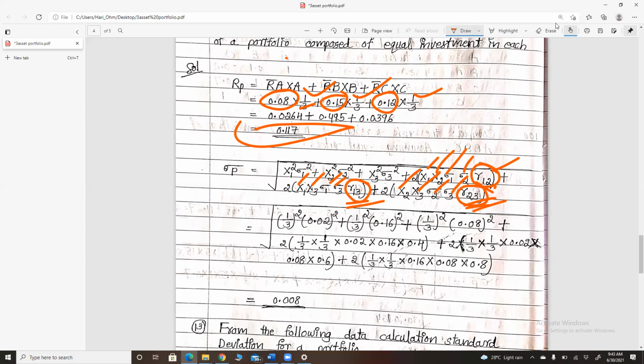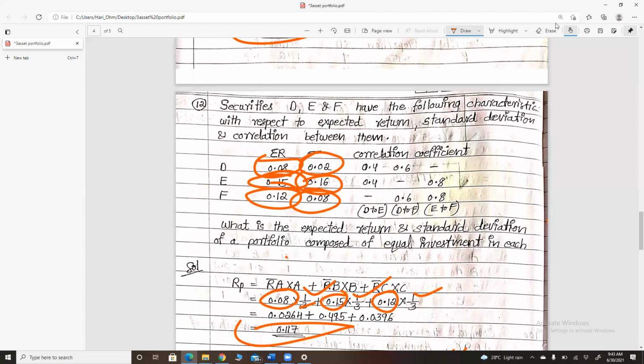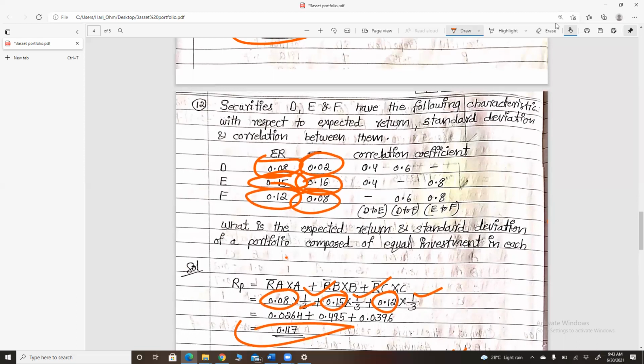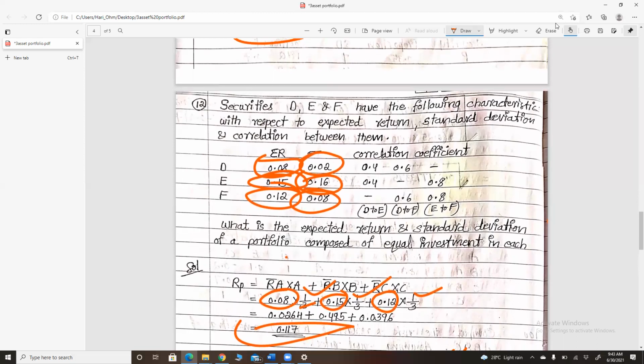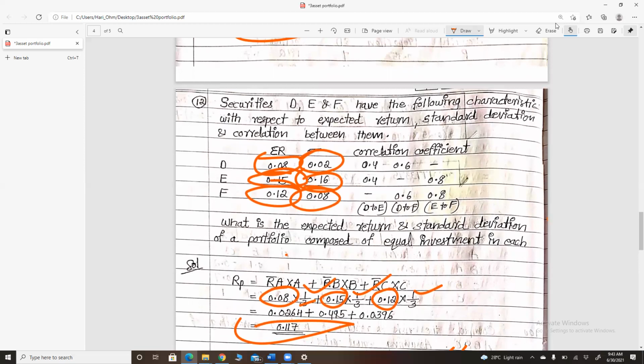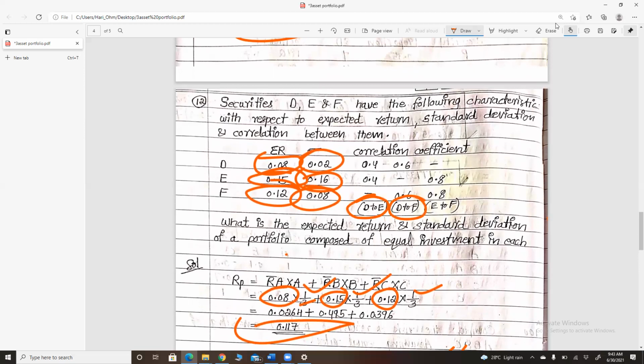Let's see just about the correlation ones. First one, correlation matrix. Here there is a small change. It's directly given, that is D to E, D to F, and E to F. See, what is D to E? D to E means 1, 2. This is 1, this is 2, and this is 3. So R12 is nothing but D to E. Hope you're clear. That is nothing but 0.4.